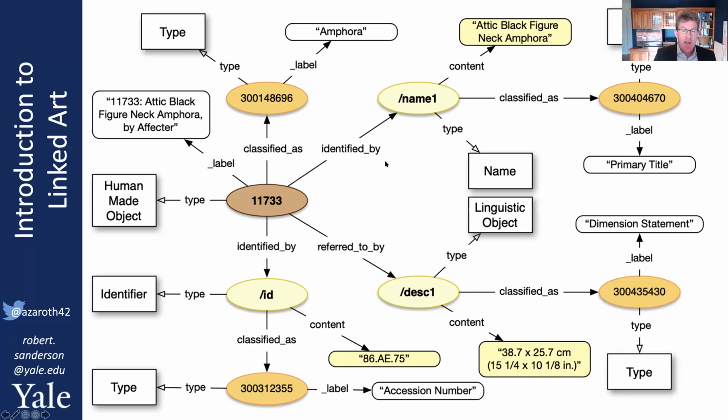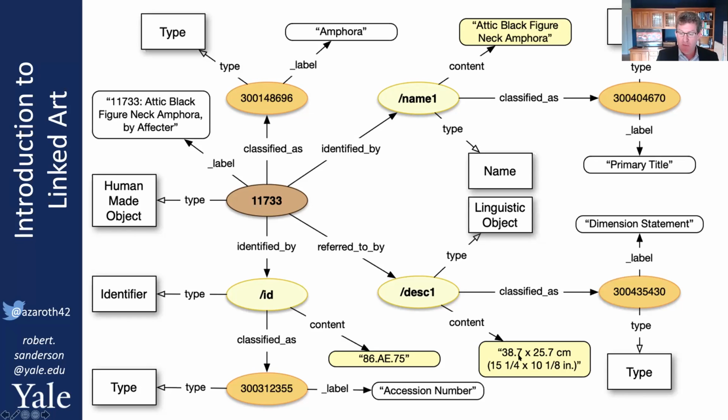Dimensions, again, follow the same sort of pattern. In this case, the property is referred to by a description, which is a linguistic object. It's classified as a dimension statement. It has some content, which is just the string 38.7 x 25.7 cm, etc. Okay, so now we have the core descriptive knowledge as strings available as data for humans to read.